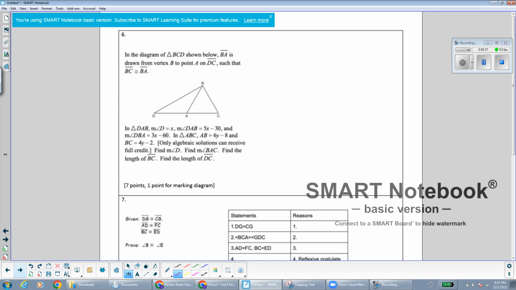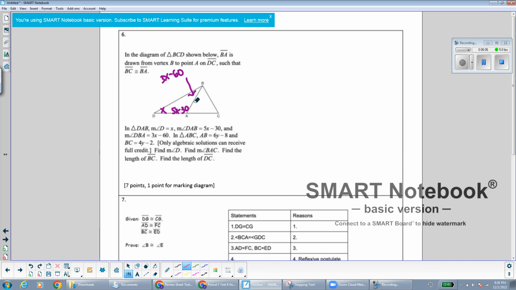Okay, let me mark my diagram. So in triangle DAB, angle D is x. DAB is 5x minus 30. And DBA is 3x minus 60. We're also told some information about side lengths.